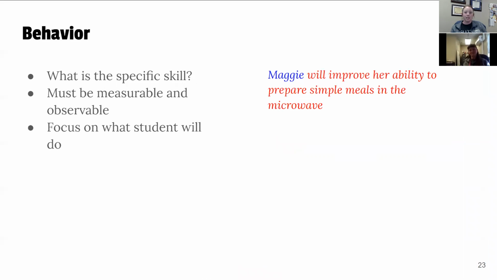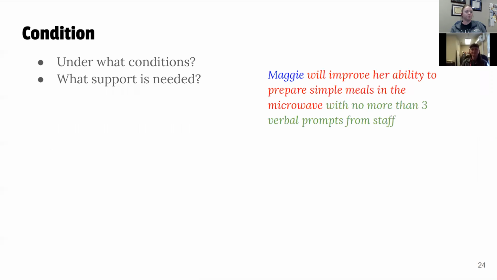Behavior is defining that specific skill. Remember, it has to be measurable and observable. And there should be a focus on what the student will do, not what the student will not do. So for the behavior, I added will improve her ability to prepare simple meals in the microwave. That is the specific behavior that we're looking at for this goal.